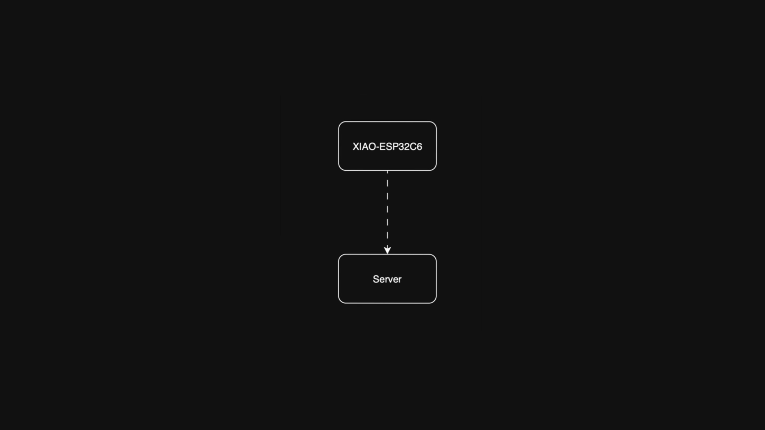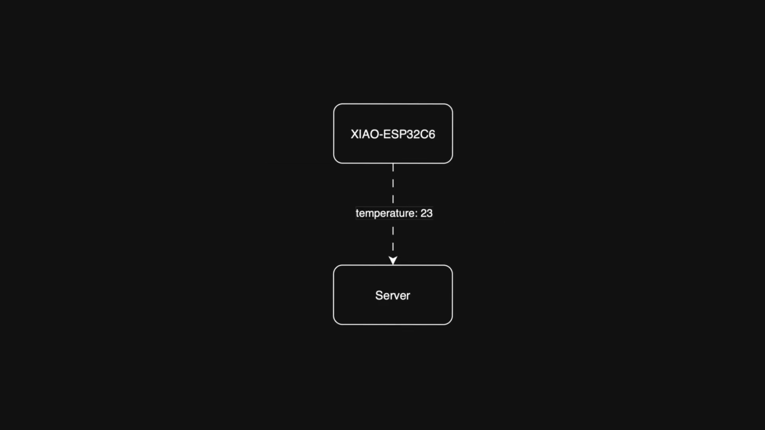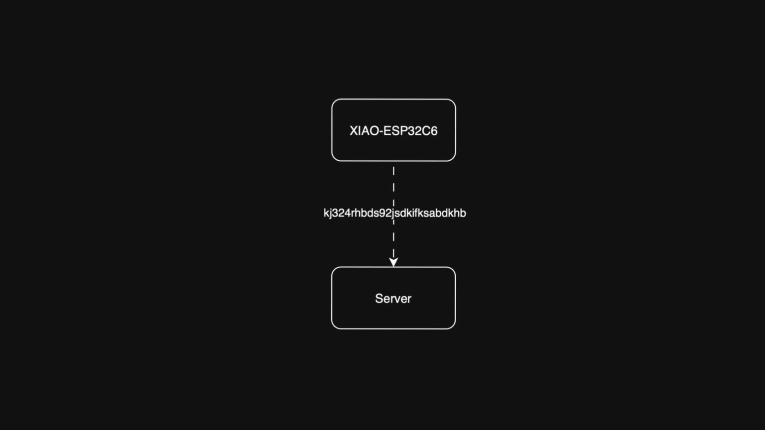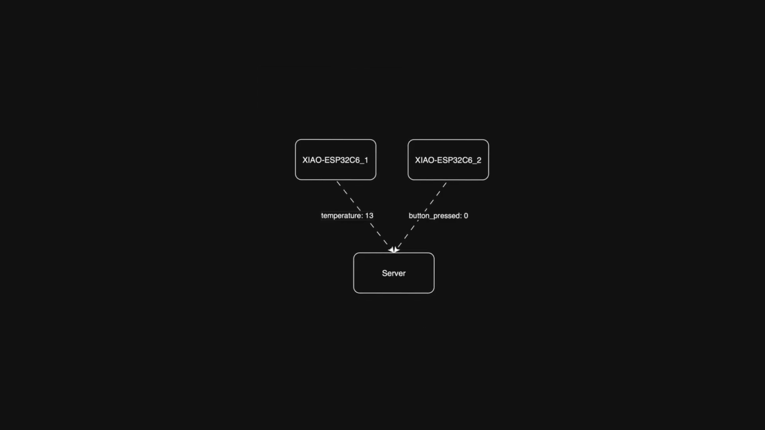In this video, I will show how SSL works in practice using an example of XIAO-ESP32C6 sending data to a server. I will explain how to generate your own certificate and what network traffic looks like before and after enabling SSL. In hobby IoT systems, devices often transmit data in plain text.